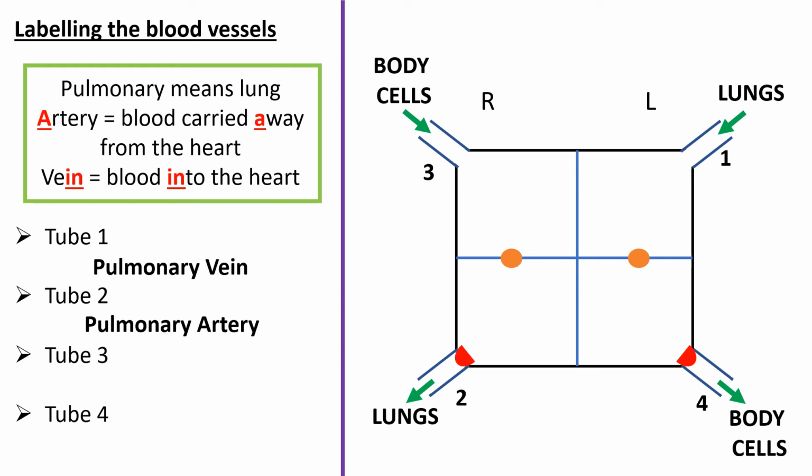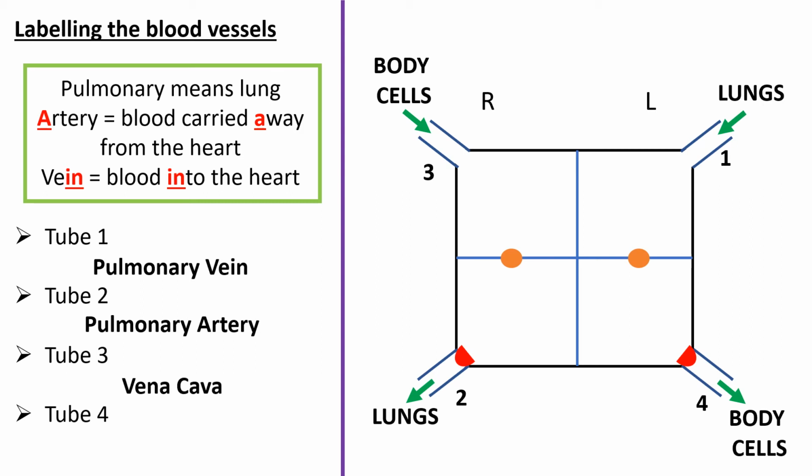Tube 3 is carrying blood into the heart. That again means it is a vein, only this time it is not carrying blood that has been put through gas exchange at the lungs. And it has a very special name because it is the vein that collects blood from the entire body just before it goes into the heart. And it is called the vena cava.